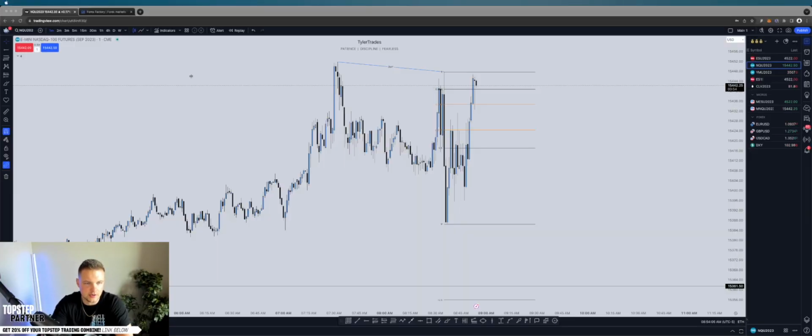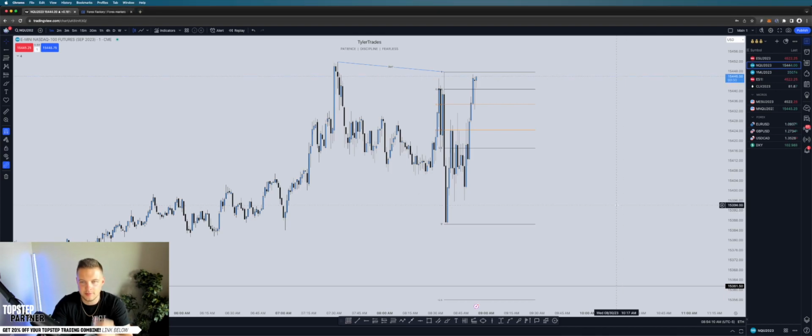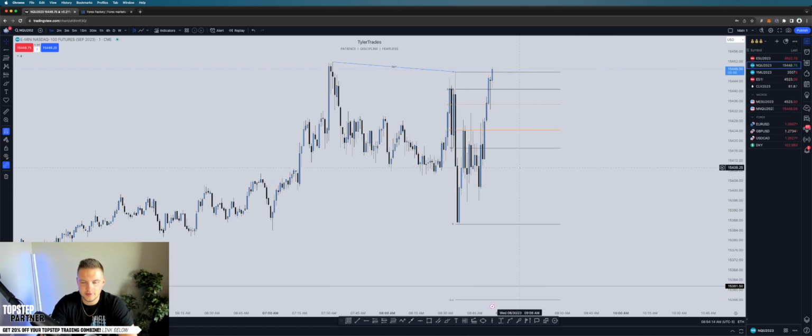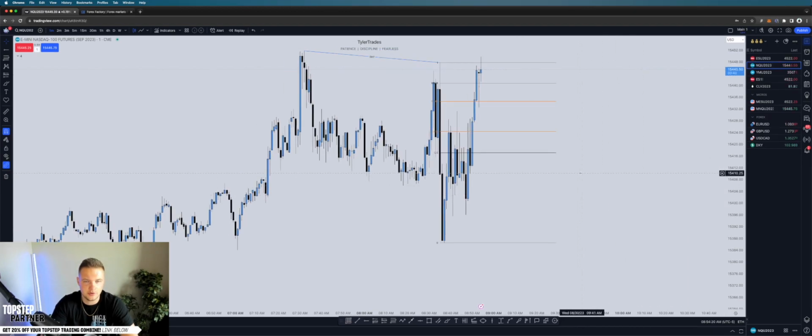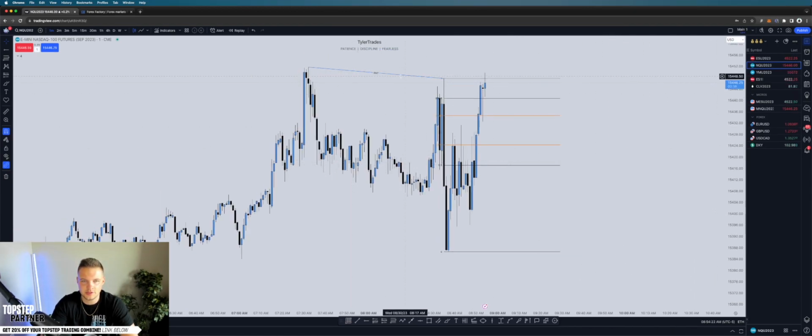But good morning, guys. We'll start a little bit early just because I wanted to take a minute and break down the thought process behind this trade. I'm not still in it, obviously, but just to show you guys everything. So essentially, the main thing was this SMT with ES.